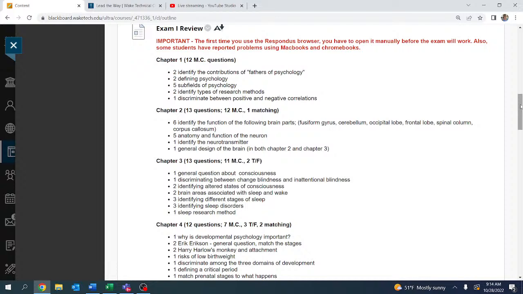Now, there is a matching question where I want you to match the basic neurotransmitters and what they do in your brain. If you look in PowerPoint 2A, there is a chart where I tell you what each of the most common neurotransmitters in your brain does. There's a matching question where you have to match those two things. All right? Now, there's one question on the general design of the brain.